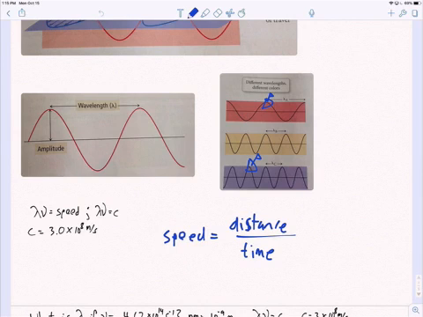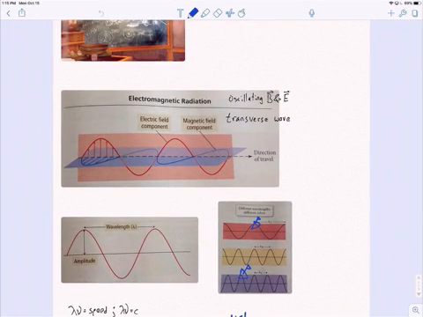Is that my shut-off alarm? Oh, there it goes. There's my shut-off alarm. All right. And we will cover more of this next time.